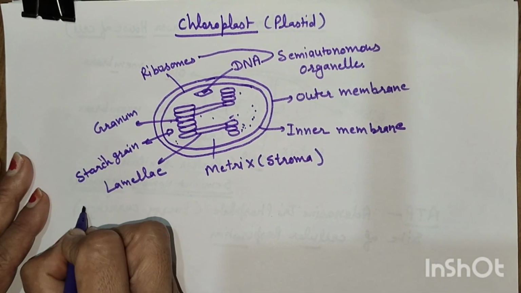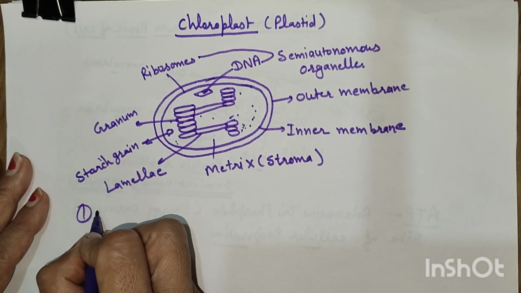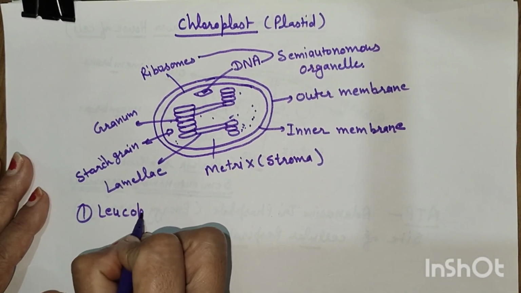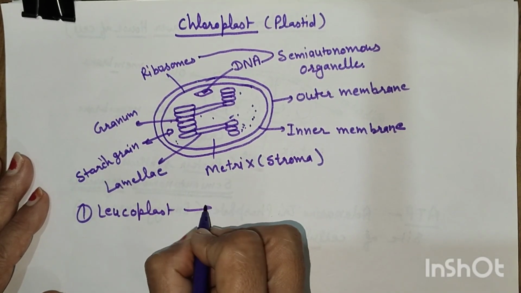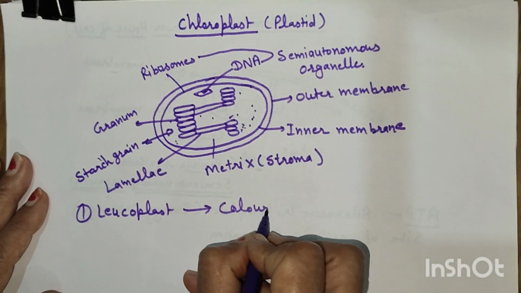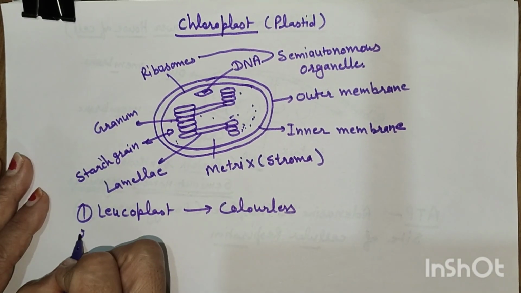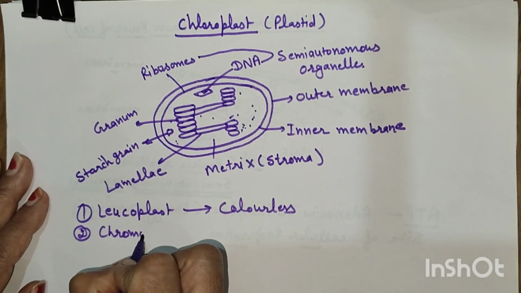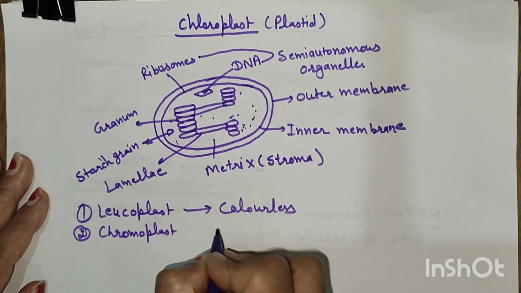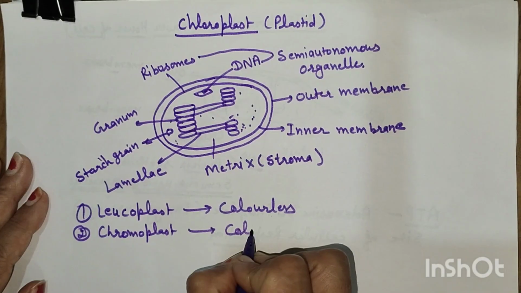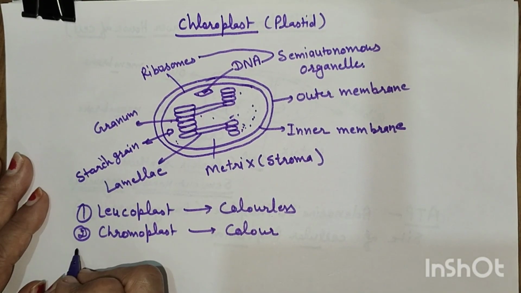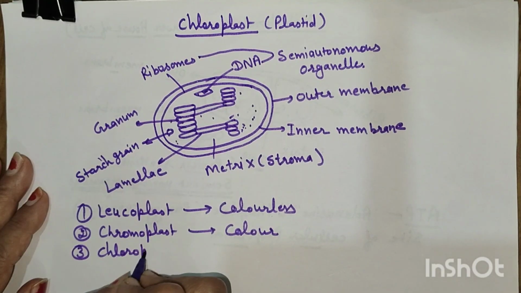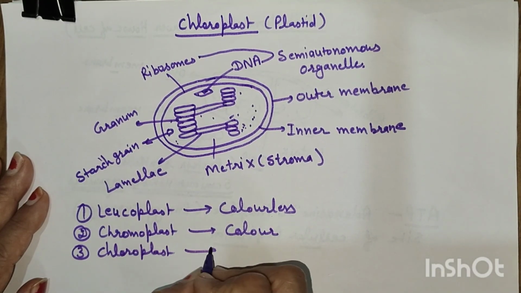Plastids are of three types. First is leucoplast. These are colorless. Second is chromoplast. Chromo means color. They have color and are present in decorative plants. Third is chloroplast. It is green in color.